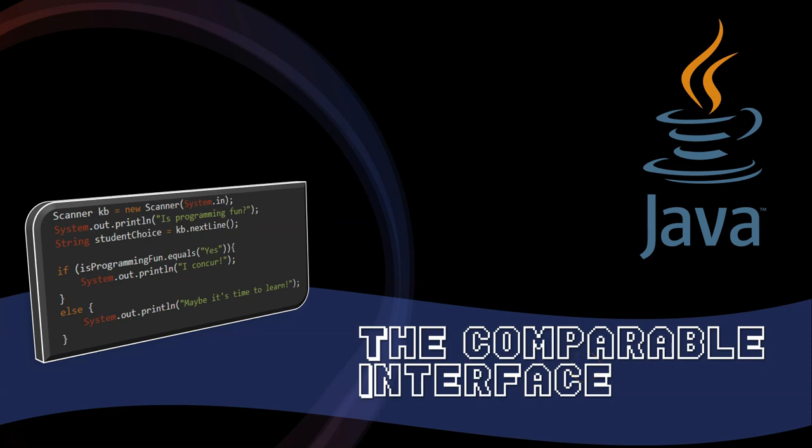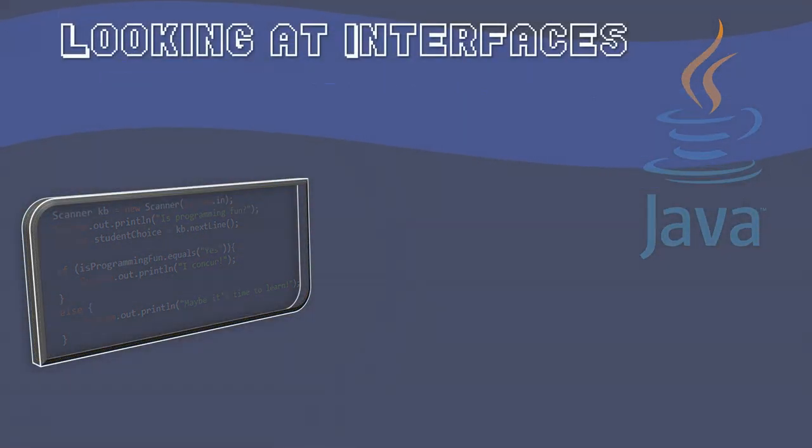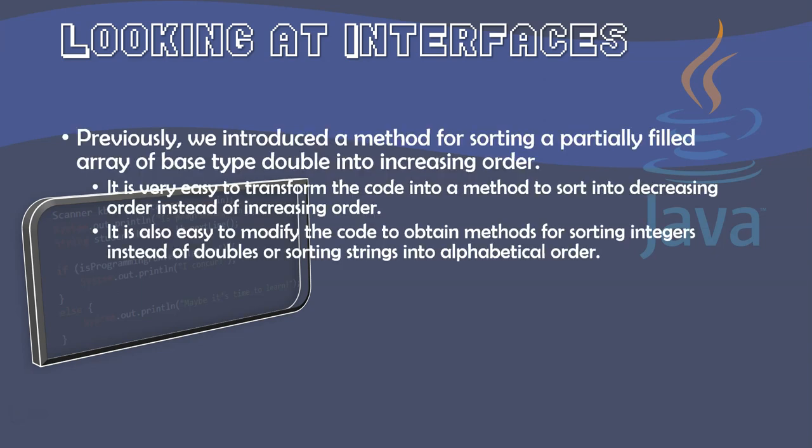And welcome back as we go ahead and look at our first interface example, which is the Comparable interface. So when we start looking at these interfaces, let's do this by looking back at an example here. Previously, we had looked at a method for sorting a partially filled array of base type double into increasing order. It's very easy to transform this code into a method to sort into descending order instead of increasing order. It's also very easy to modify your code to obtain methods for sorting things like integers instead of doubles, or to sort things like strings into alphabetical order.